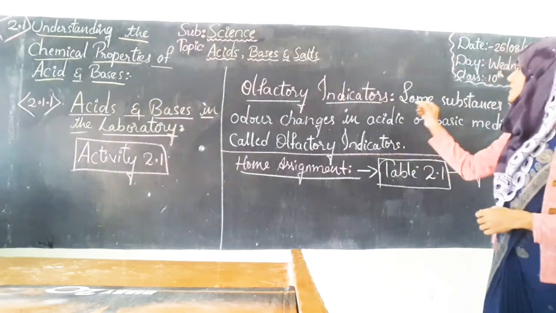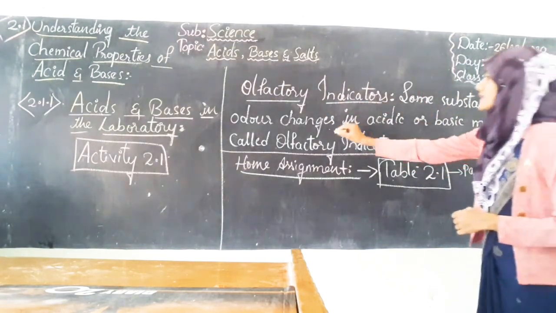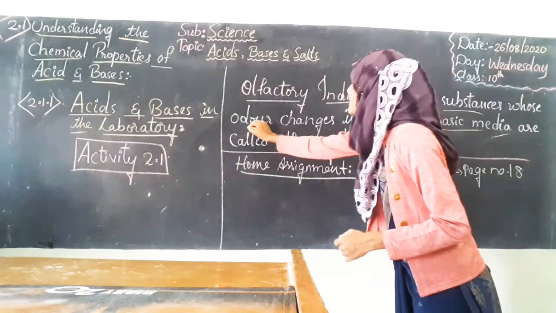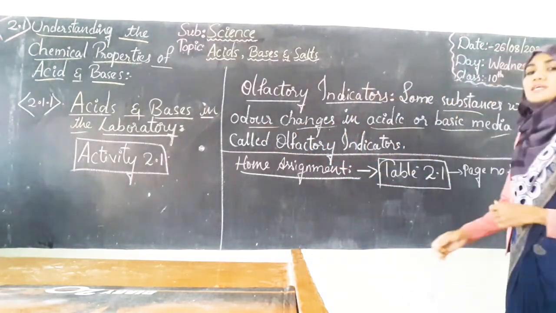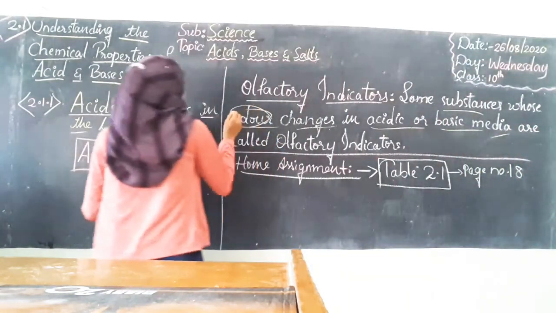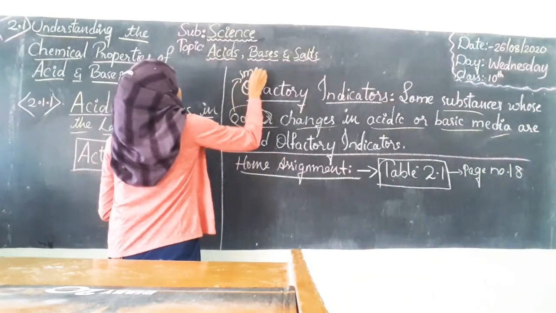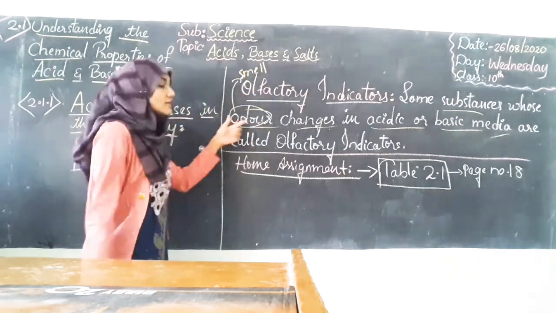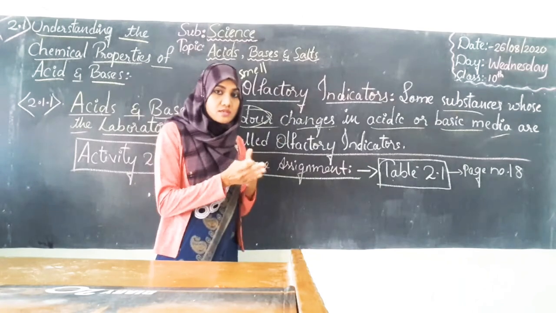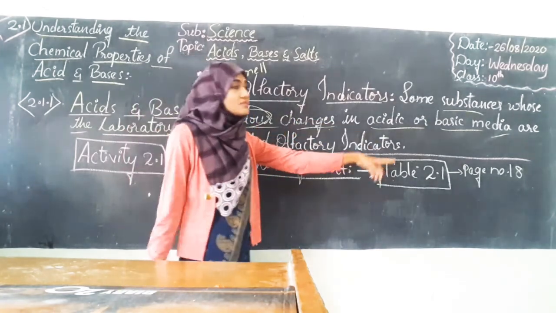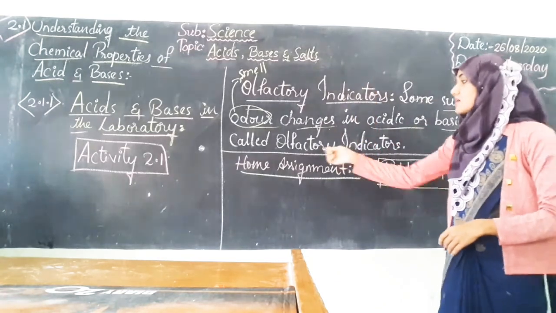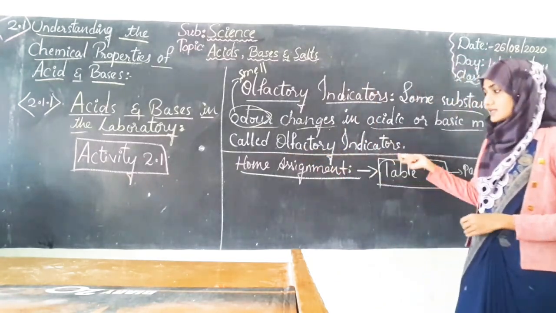Olfactory indicators: some substances whose odor changes in acidic or basic media are called olfactory indicators. There are some kinds of substances whose odor, that is, smell, can change in acidic or basic media. Such substances are called olfactory indicators.